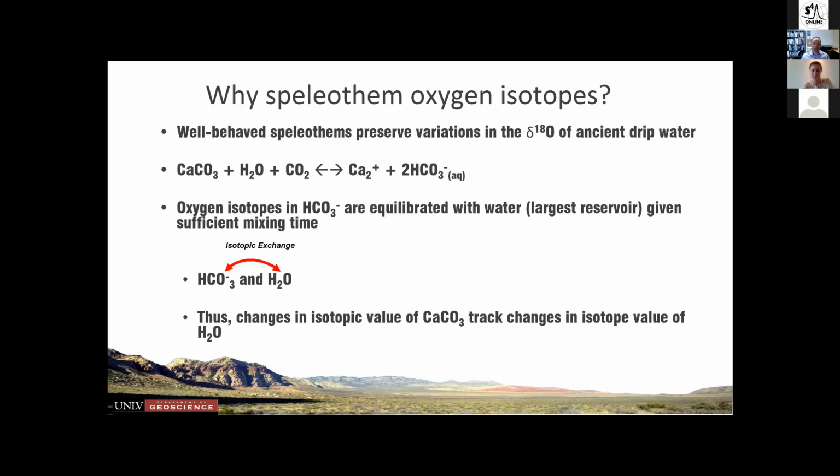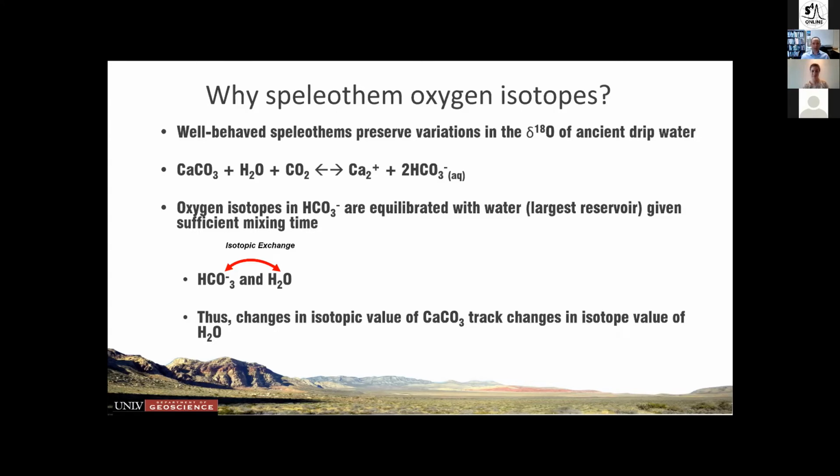So if there's enough time, there's going to be an equilibration of the oxygen isotopes between the water and the bicarbonate. And then finally, this bicarbonate precipitates back into the calcium carbonate. So we can potentially record those variations in the oxygen isotopes from the drip water through the bicarbonate and back into the calcium carbonate. And that's why speleothems are potentially very powerful paleoclimatic recorders with respect to oxygen isotopes.